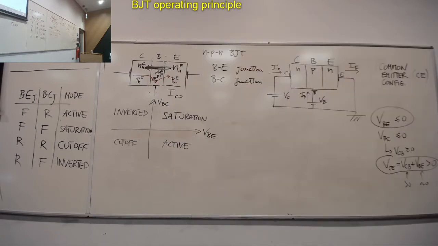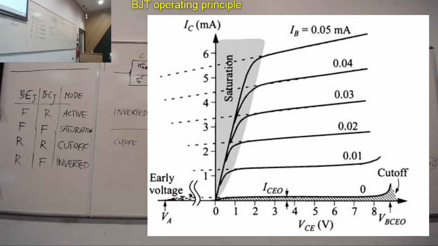This is the one that we were watching previously, IC versus VCE, and you see the saturation regime, the cutoff regime, and you can see that each curve corresponds to a specific value of IB. There is one interesting feature here, which I only briefly mentioned previously, which is about how flat these curves are. As you can see, these are not completely flat, but have a slope.